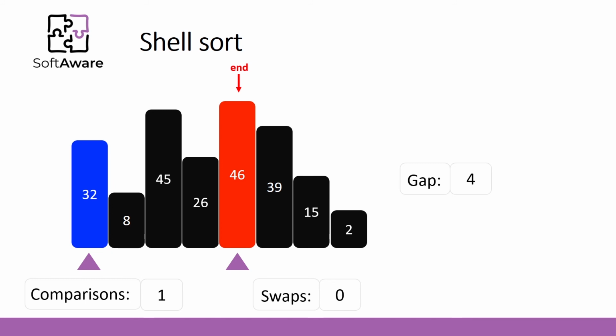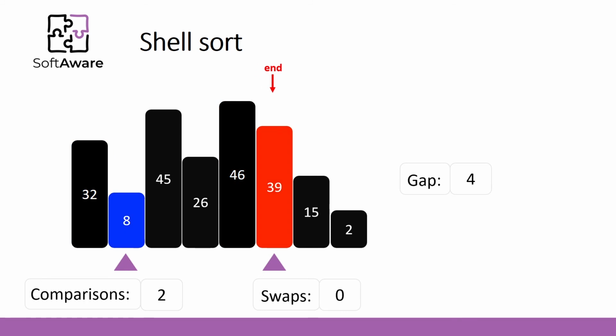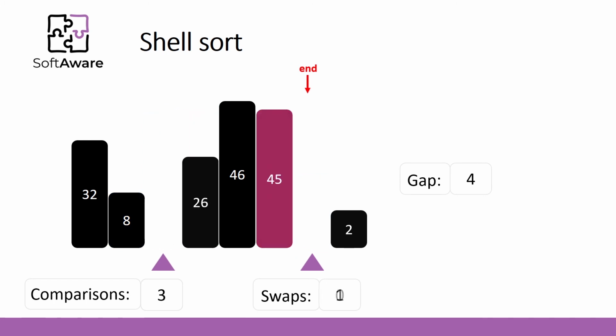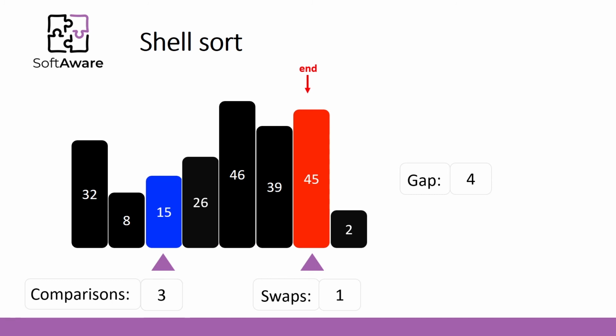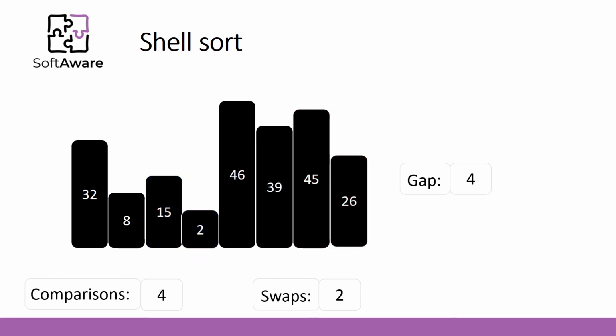So 32 is less than 46 and there are no more elements to compare with, so we can move to the next element. 8 is less than 39, so we move to the next element. Now 45 is greater than 15, so we swap them and change the color so that the end of the array would be marked in red color. Repeat the same steps till the end of the given array.